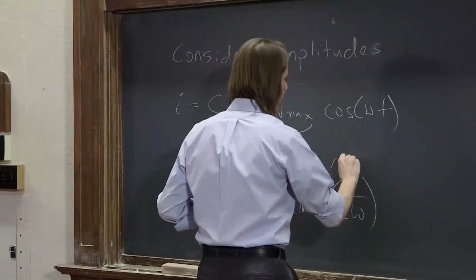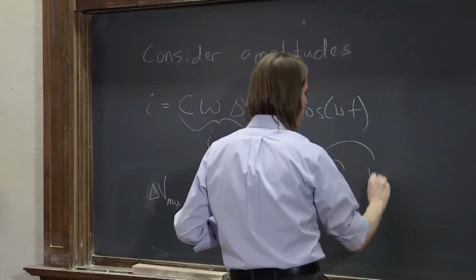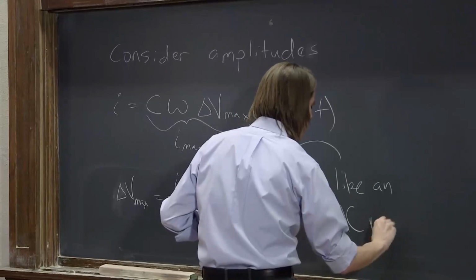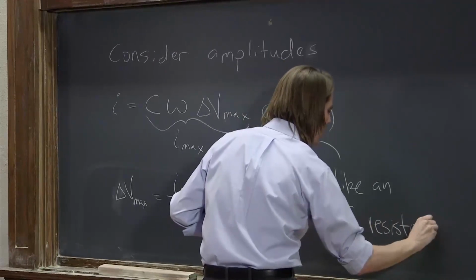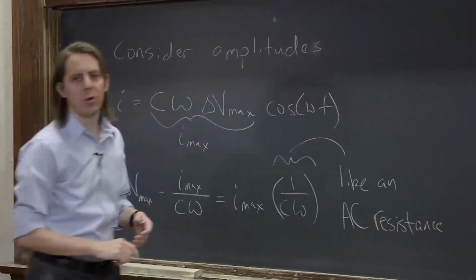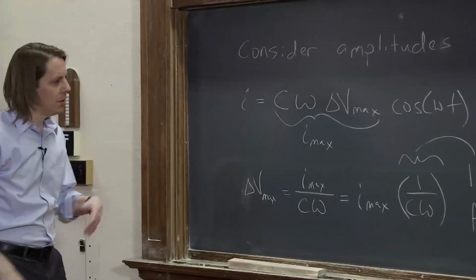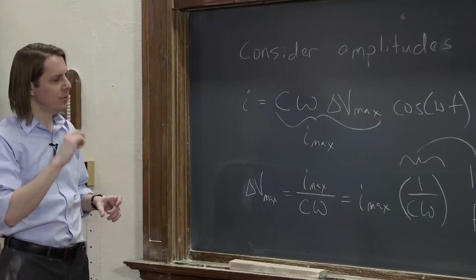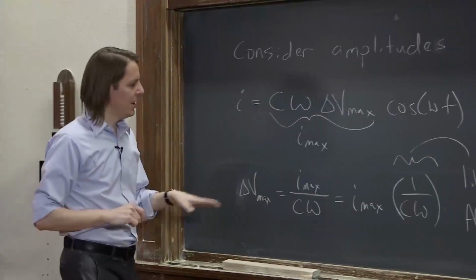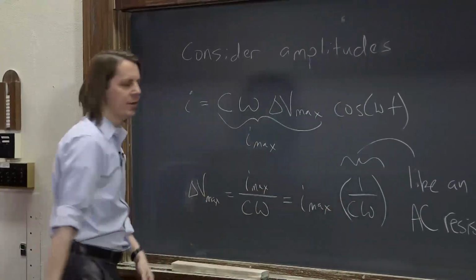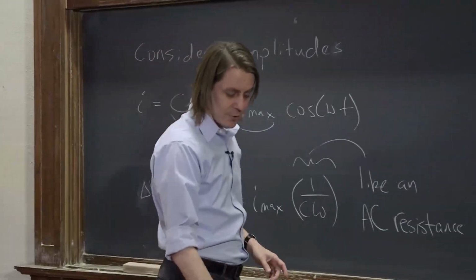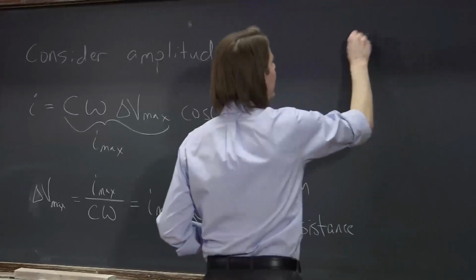So this thing is like an AC resistance. If you're willing to not worry so much about all the phases and everything, if you just want to know the amplitudes, if I apply a 1 volt peak-to-peak voltage, what peak-to-peak current will I get? You can actually apply just a standard what looks like Ohm's law. So this thing that looks like a resistance, it has the units of resistance, but we call it the capacitive reactance.